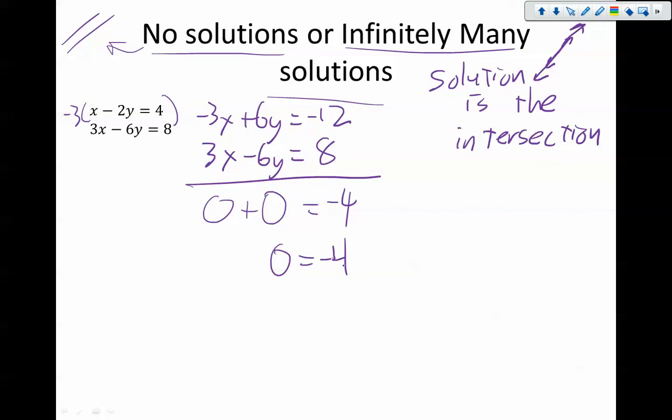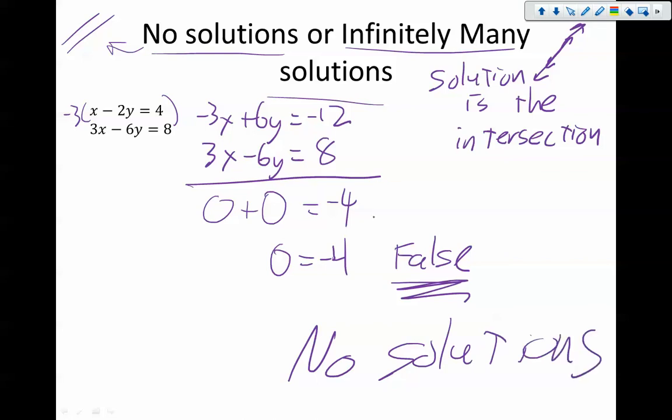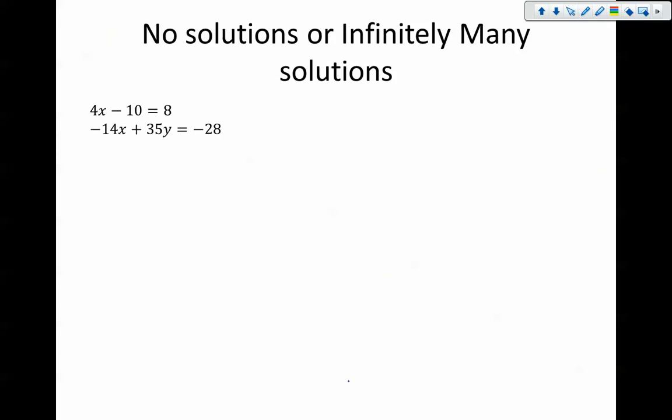Well, when that happens, it's going to be one of these two things, no solutions or infinite solutions. So we have to ask ourselves, is 0 equals negative 4 a true statement or a false statement? Hopefully you can see that as a false statement. If this is false, it means no solutions. So if you solve it and both variables get eliminated and it's a false statement at the end, it's no solutions. Which you may be able to then say, if it's a true statement, it must be infinitely many solutions. So let's see an example of that one.